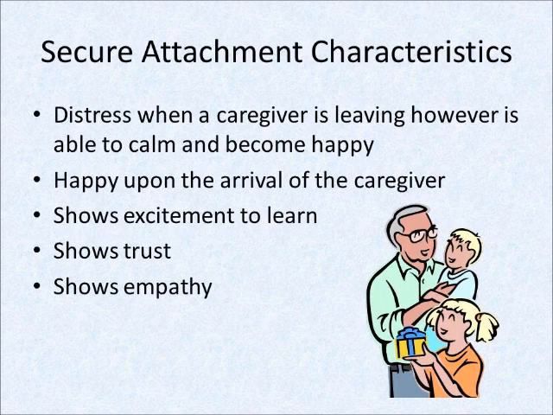Secure attachment is found among children who have trust in their caregivers to fulfill their needs. Some of the characteristics found in children with secure attachment are that the children show trust, empathy, excitement to learn, are able to show happiness upon the arrival of their caregiver, and show signs of distress when the caregiver has left them. However, a key component of the secure attachment is that the child is able to soothe after the caregiver has left and show signs of a happy individual.